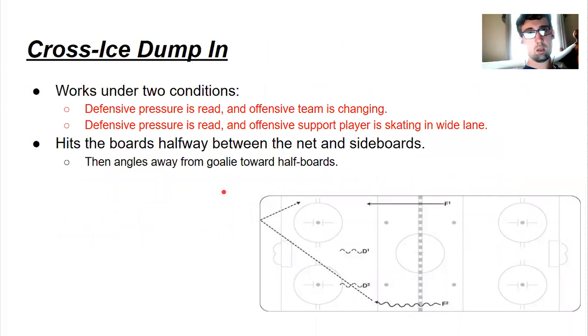Cross ice dump in works under two conditions. Defensive pressure is read, and the offensive team is changing. An offensive support player is skating in the wide lane. He hits the boards halfway between the net and side boards, then angles away from the goalie toward the half boards.